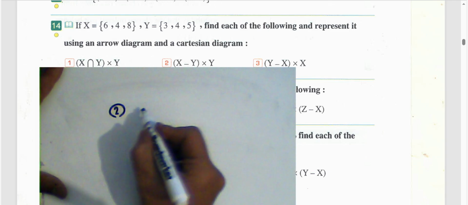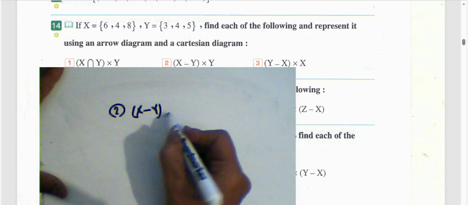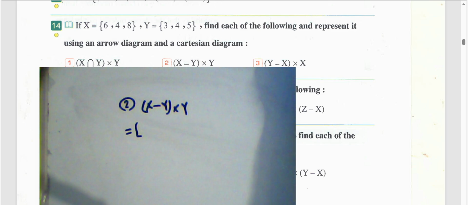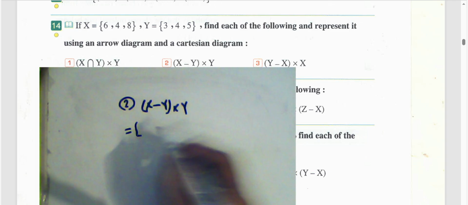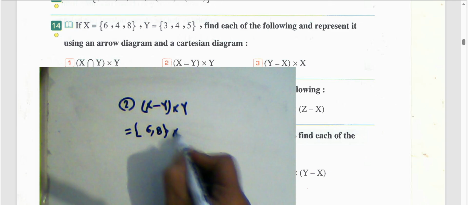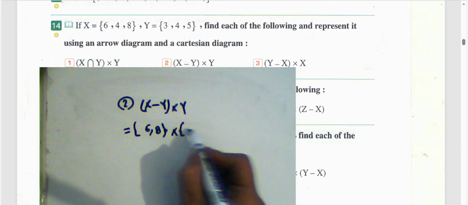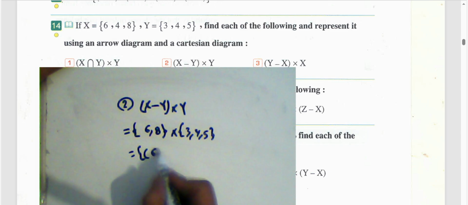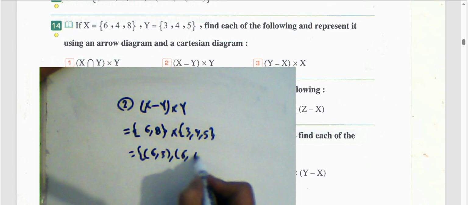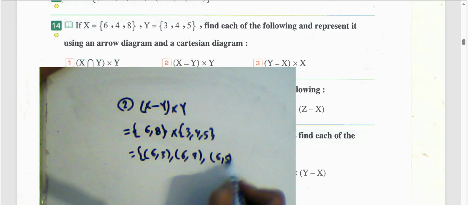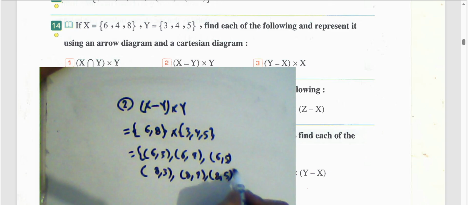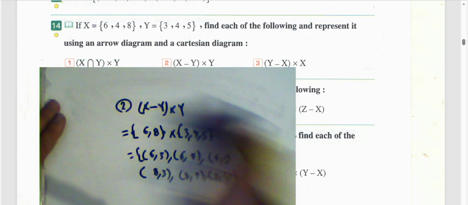Number 2, x difference y, Cartesian product by y. The element in x, not in y. We have 6 and 8. Cartesian product with y was 3, 4, 5. We can write 6 with 3, and 6 with 4, and 6 with 5, and second order 8 with 3, 8 with 4, and 8 with 5. It's number 2.